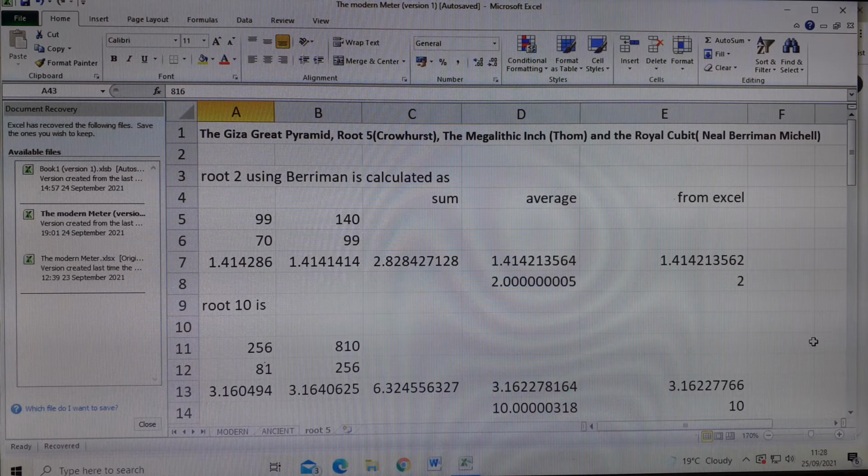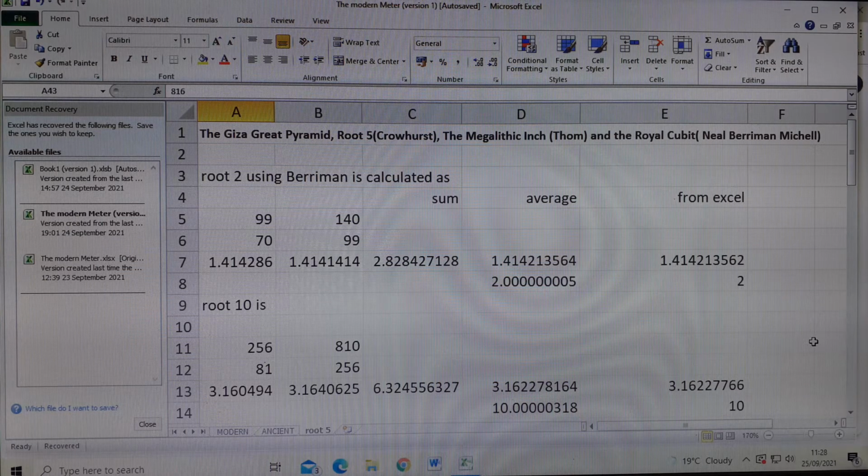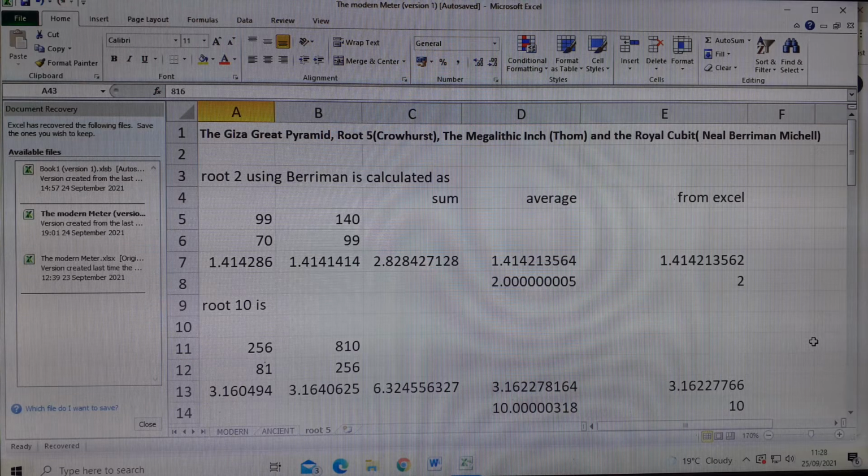And we're going to look at the way that these people use an averaging method for calculating universal constants. And we're looking at root 2 initially because Berriman gives us the root 2 calculation. And I've used that calculation to derive some of the other universal constants, for example, root 10. And I'm going to take you through the process.